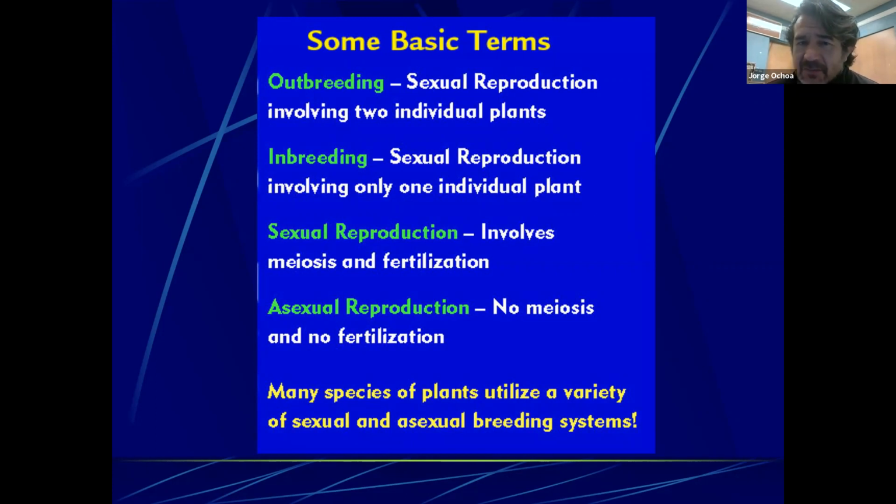Sexual reproduction, which involves the flower and the ovule, and then asexual, which we will continue on the next time, with the cutting propagation of plants. So very important to know this.